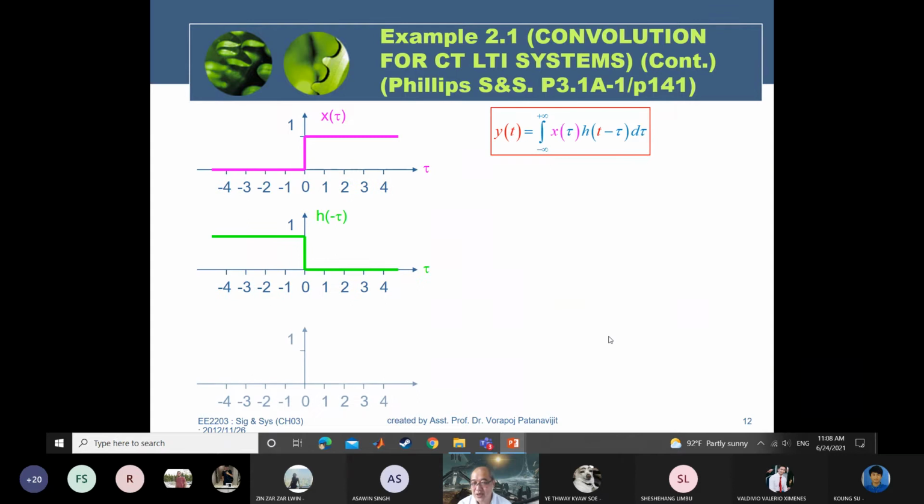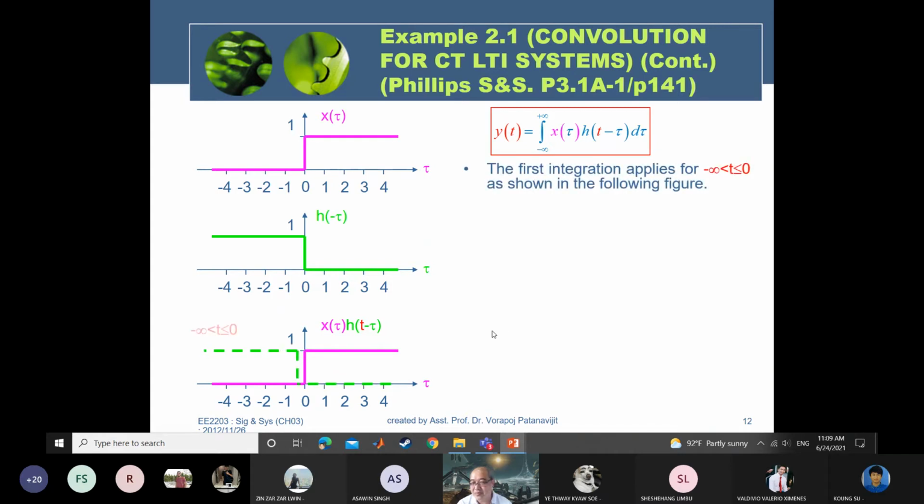In this case, x(tau) we don't touch; it is always fixed at all times. But h(t minus tau) you shift by t, the red parameter you can see here. How many times do you shift it? It depends on the intersection area pattern.